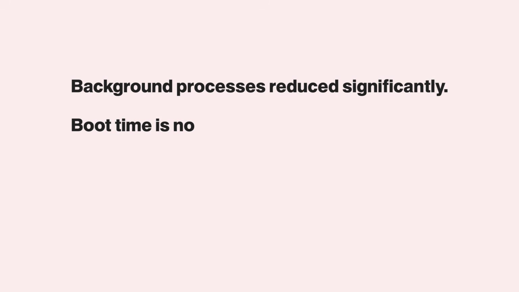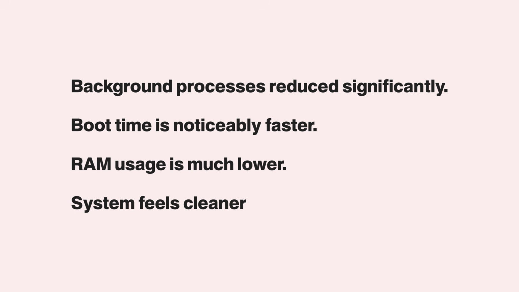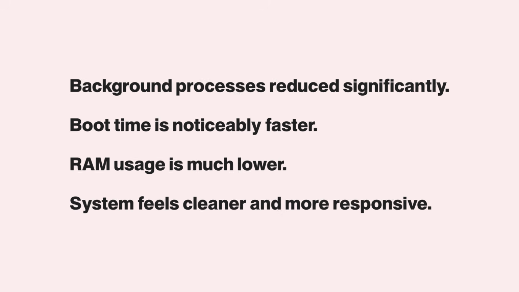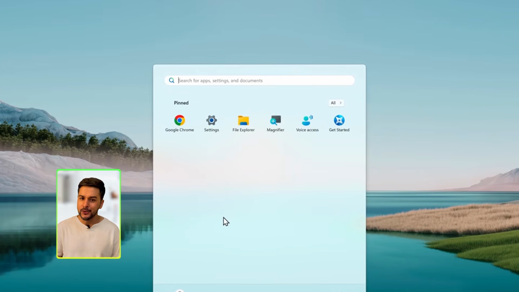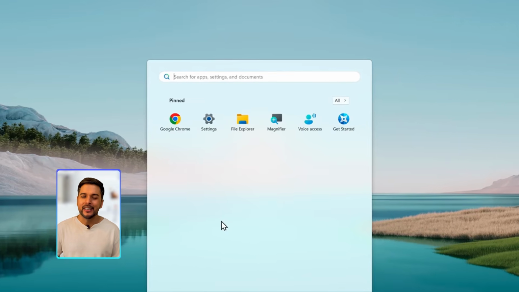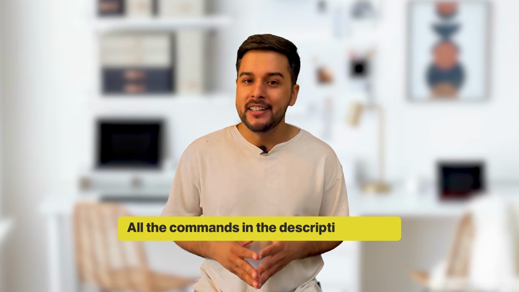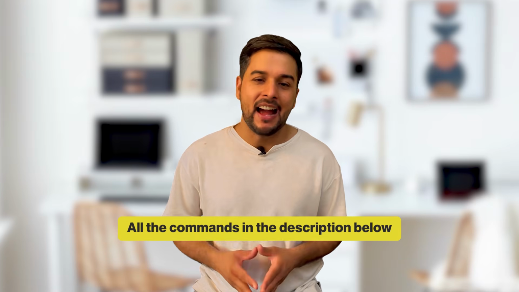And now look at the difference. Background processes dropped significantly. Boot time is faster, RAM usage is lower, and the system just feels cleaner and more responsive overall. No unnecessary apps, no background processes running for things you never use, no wasted resources, just a clean, fast Windows 11 experience. So that is how you completely remove bloatware from Windows 11. All the PowerShell commands are in the description below. Just copy and paste them one by one and you are done.